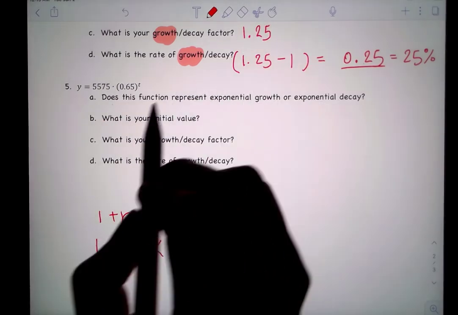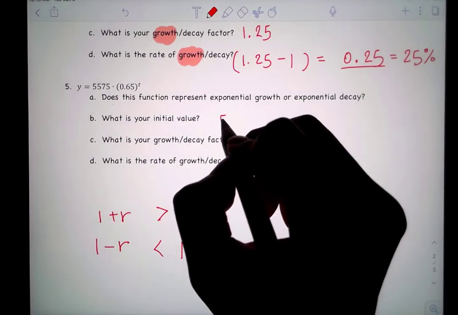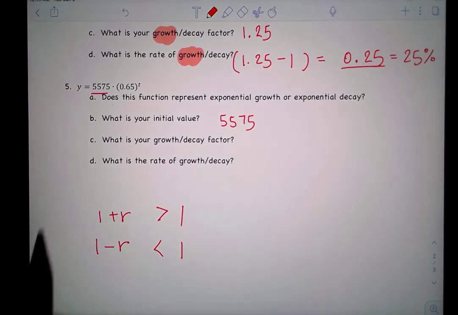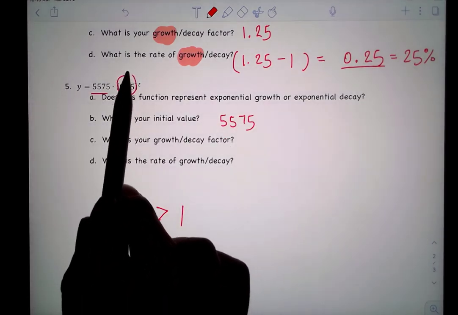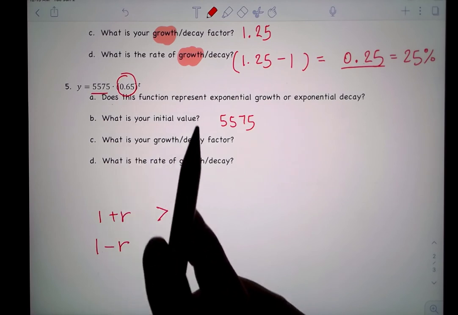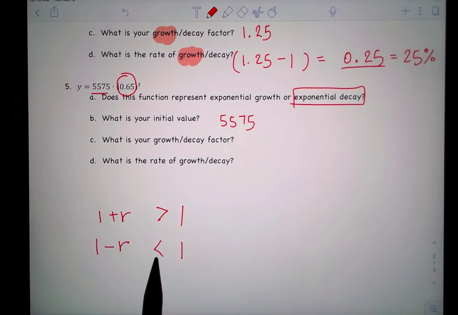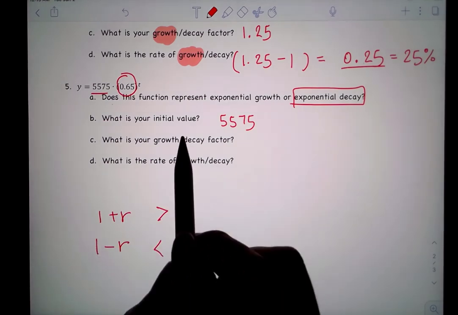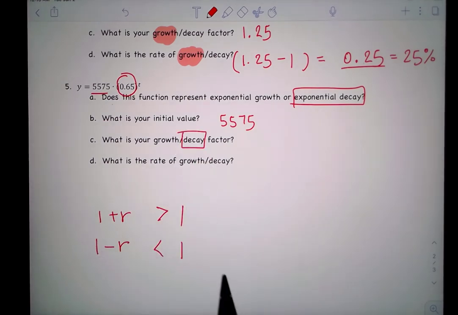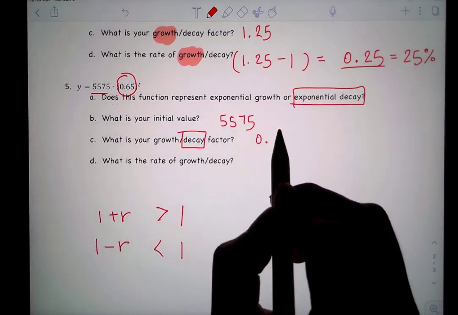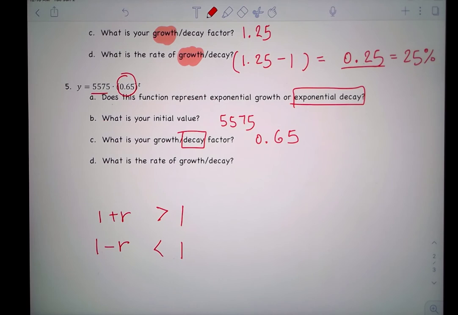So my A is 5575 because that's the initial value. And look at your base. Is that greater than 1 or less than 1? Less than 1. So it is exponential decay, right? And what is your decay factor? Decay factor, that is this parenthesis itself. So 0.65 is my decay factor.